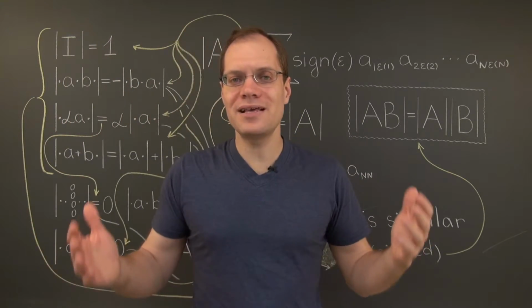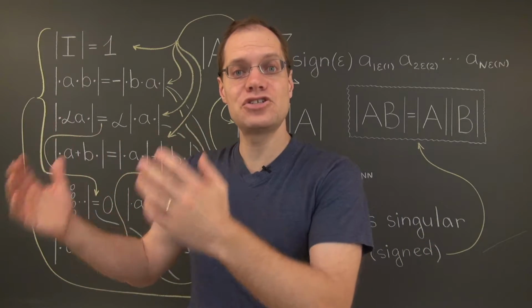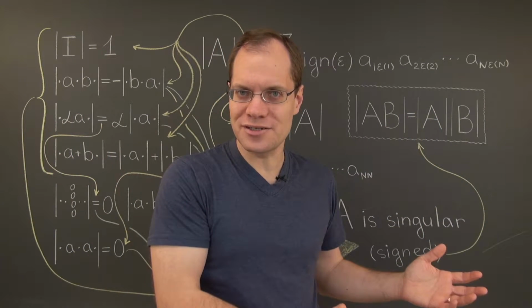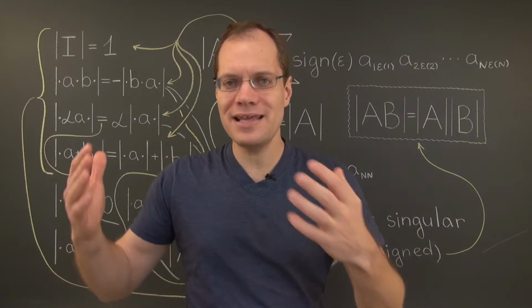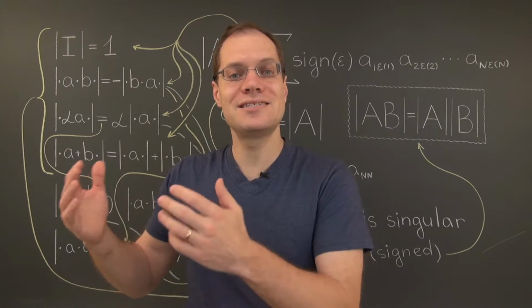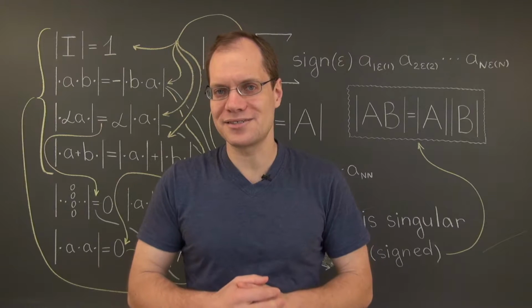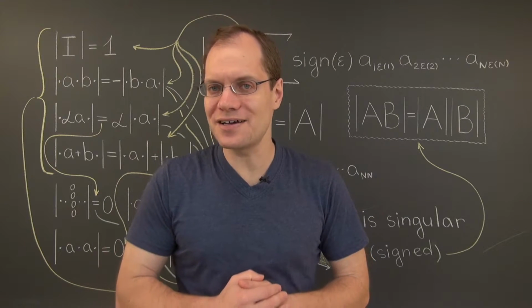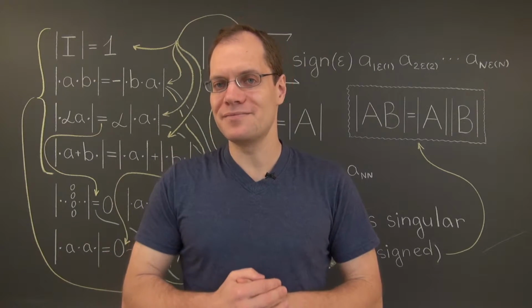So if we're able to make some statement about how the determinant depends on the columns of the matrix, then we can immediately make the same statement about its dependence on the rows of the matrix. So that's the significance of this first property.